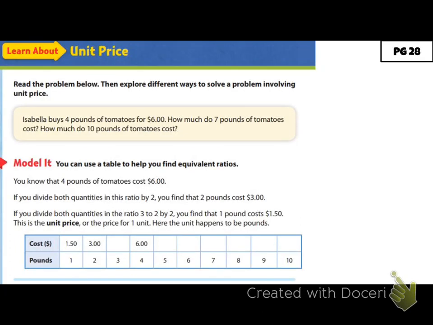Alright, now we're going to move on and talk about unit price. Isabella buys 4 pounds of tomatoes for $6. How much do 7 pounds of tomatoes cost, and how much do 10 pounds of tomatoes cost?